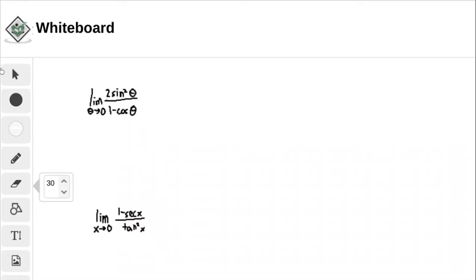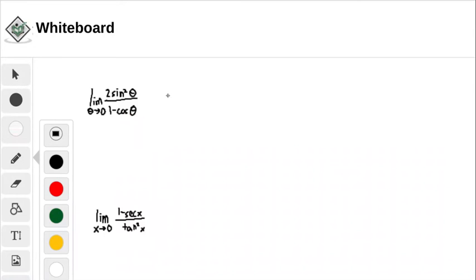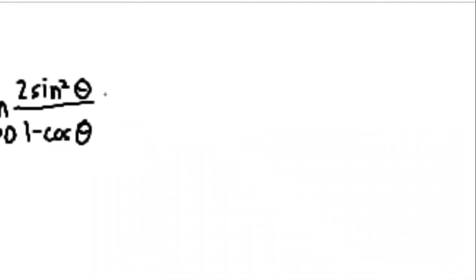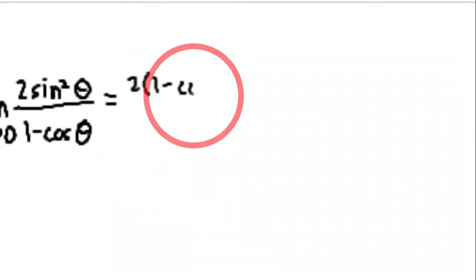So go to your angle identities and see if any of this can be subbed around. The one that I notice is that this is the same as 2 times 1 minus cosine squared of theta.